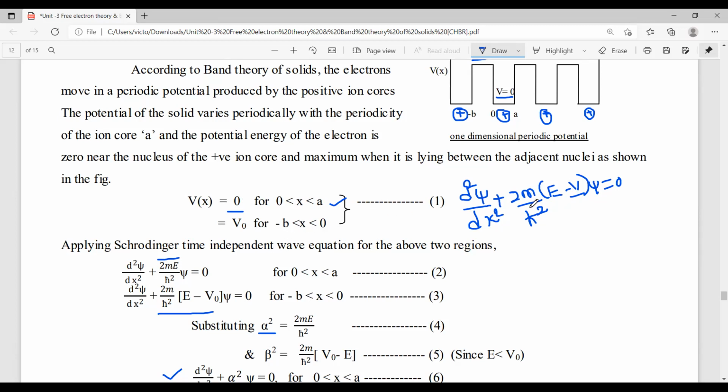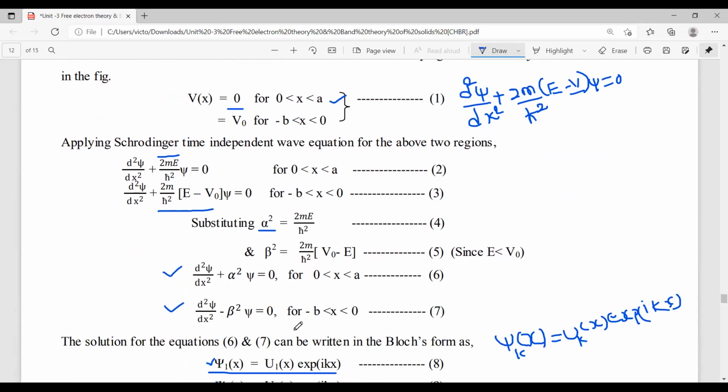Now the second condition: d square xi divided by dx square plus 2m by h cross square (E minus V naught) xi equal to 0. So these are equations 2 and 3. For ease of calculation, let us replace 2mE by h cross square as alpha square, and since we have E minus V naught, we take V naught minus E, 2m by h cross square (V naught minus E), as beta square.